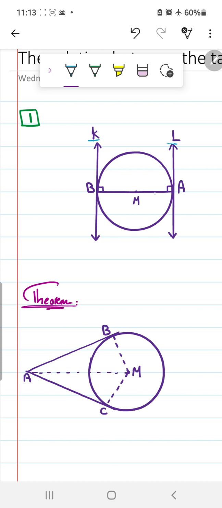Again, if we have AB a diameter and we have here two tangents L and K, L is perpendicular to the diameter AB and also K is perpendicular to the diameter AB. We get the two tangents are parallel, L parallel to K.